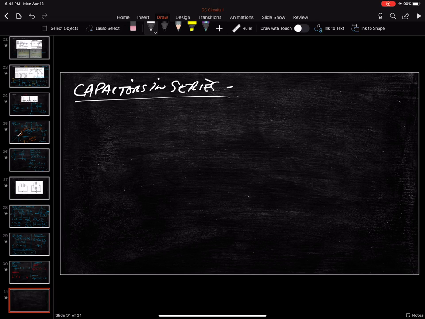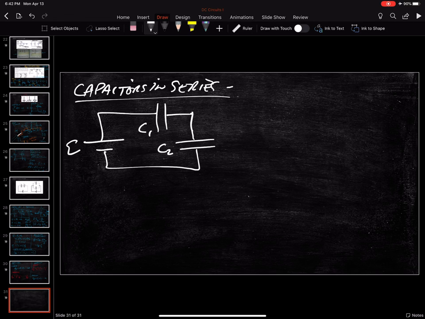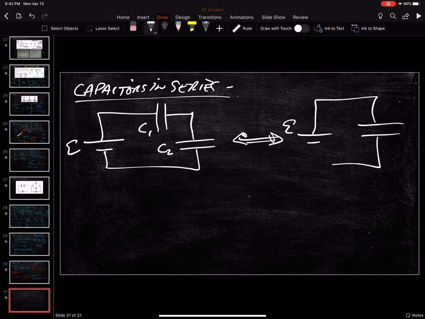Capacitors in series. So again, here's the same idea. I've got some E here, and I've got one capacitor C1, and another capacitor here, say C2. Just start with just 2, but it generalizes. And I want to say that this thing here is equivalent to 1 E here and 1 C equivalent.